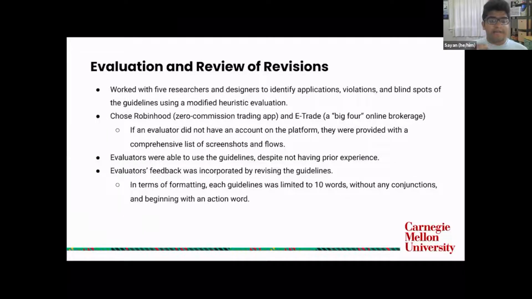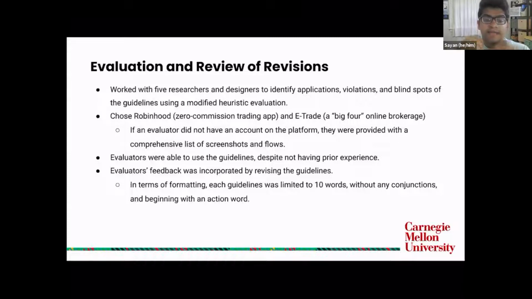In the third phase, I evaluated my set of guidelines with 5 other researchers and designers to identify its applications, violations, and blind spots. All of them were members of my research group and frequent collaborators. Protocols for the study were approved by the CMU IRB. This study was modeled as a modified heuristic evaluation.